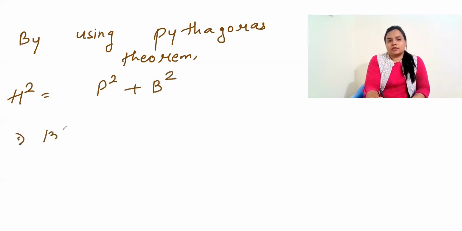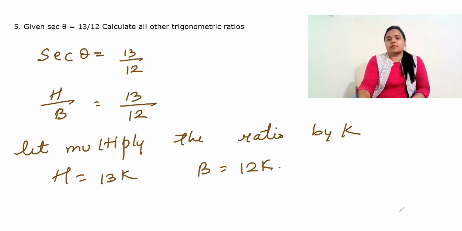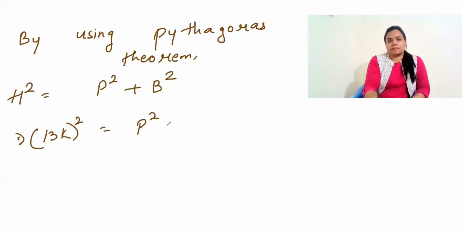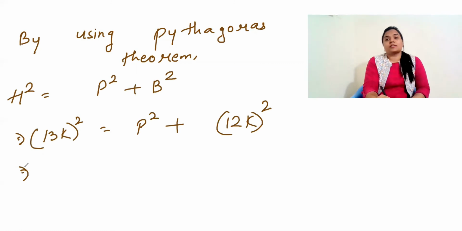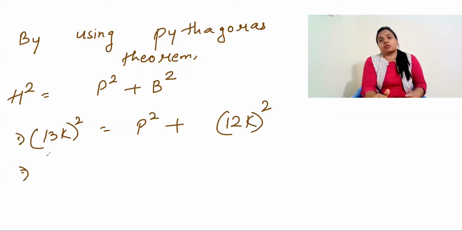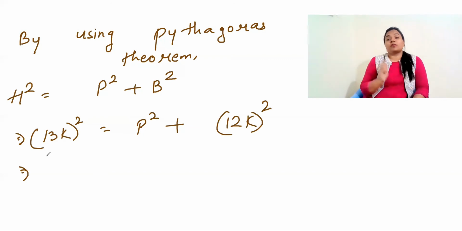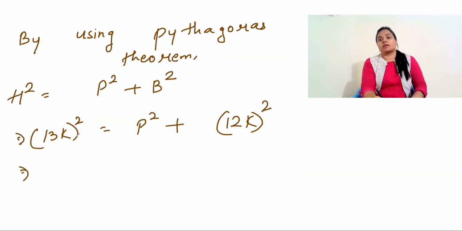H is given as (13k) square and B is given as (12k) square. And do remember all the squares at least till 20, and then 24, 25 and 26 also. These are very common. These come in repetition. So you should at least know them till 20, on your tips, so that you can do the calculation faster.